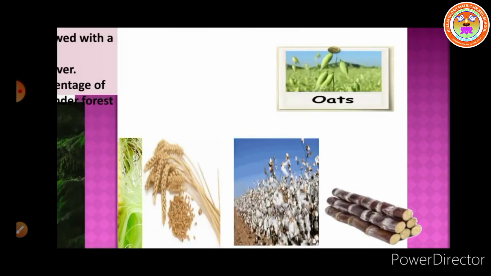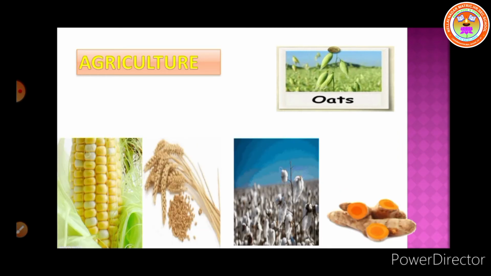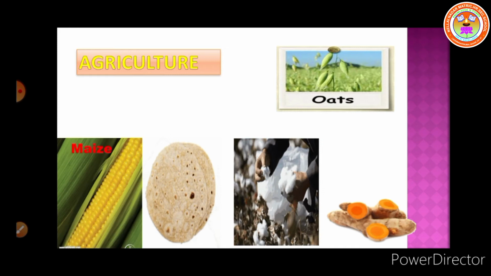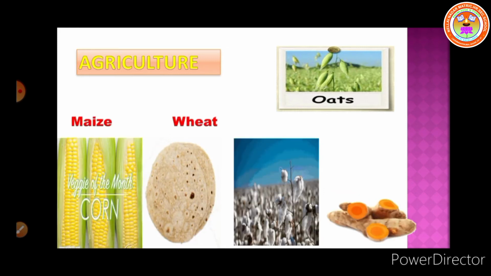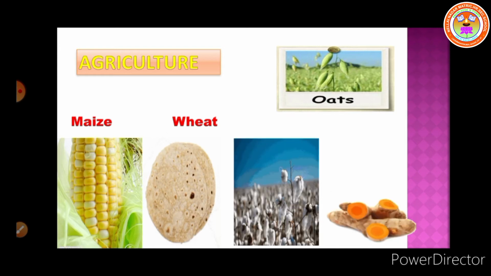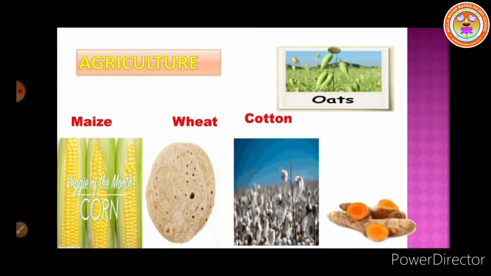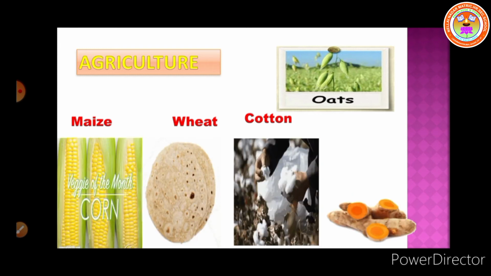Next, let us see agriculture. The least proportion of the total workforce is engaged in agriculture. Nearly 10% of people are engaged in agriculture. America's agriculture is the most productive in the world.